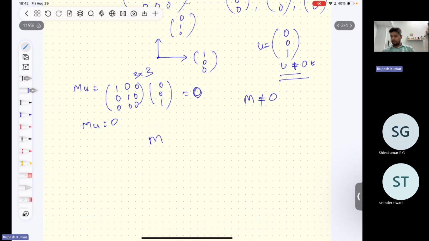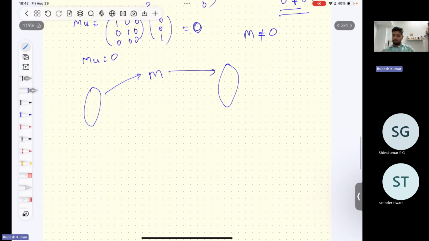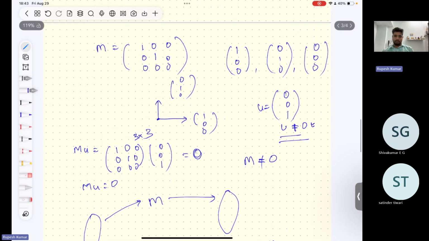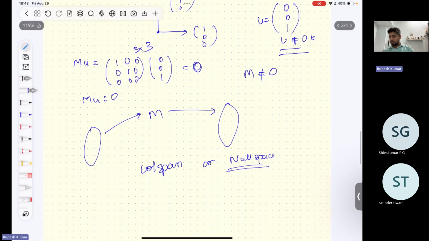associated with matrices, right? Matrices always map a vector from some space to some other space. That we already saw. So they act as a map from space 1 to space 2. The space 2 can be the matrix column span or a null space. That is, all the vectors go to 0 if they belong to that space, right?